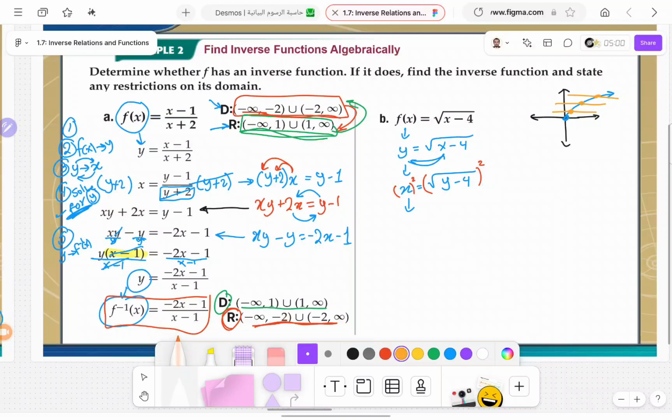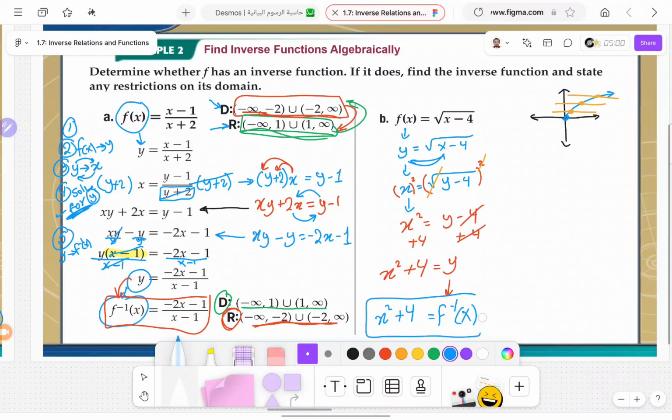Now the square cancels the square root. So it will be x squared equals y minus 4. Now we need to isolate y, so we add 4 to both sides and cancel these out. So y is equal to x squared plus 4. Now the next step is to switch what? Y with f to the power of negative 1. So it will be f to the power of negative 1 of x equals x squared plus 4. This one is the inverse.